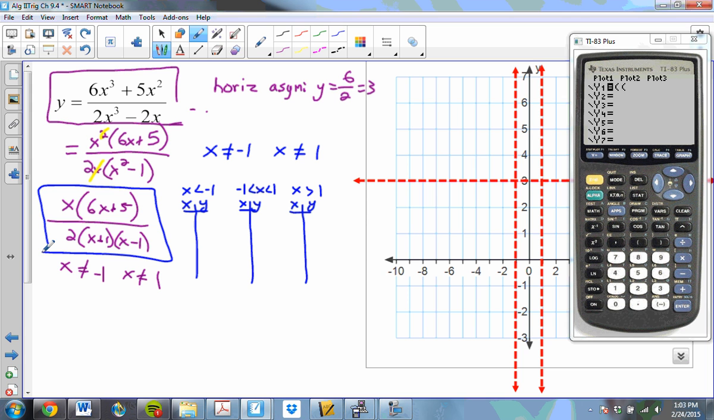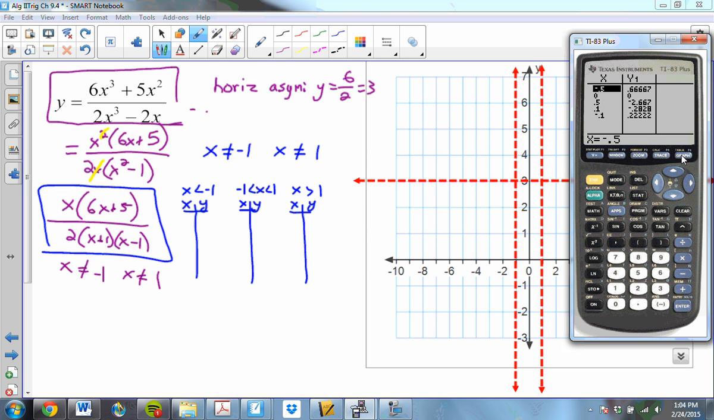So on top, I'm going to do x times 6x plus 5, double parenthesis, divided by, well, I guess just one parenthesis to start, 2x plus 1, x minus 1. Yep, that looks good. Now I'll go to my table. I want my table to be set up to ask, so I'll go to my table set and have it set on this ask one right here.